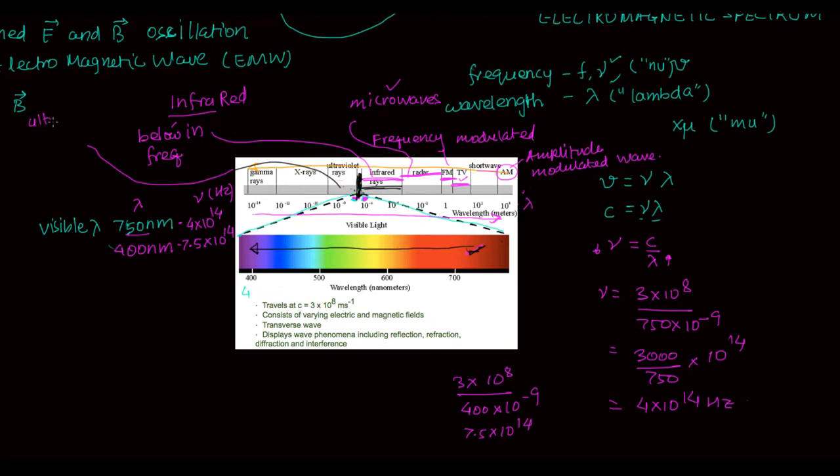Ultra means higher in what? Frequency. So ultra means higher than violet in frequency, right? And these are not visible to you because they are beyond that visible band. This is ultraviolet, and from here to here it is X-rays.